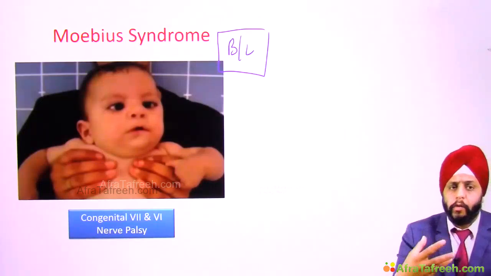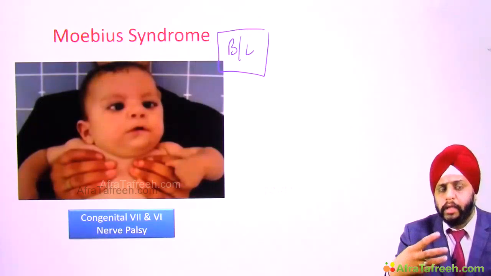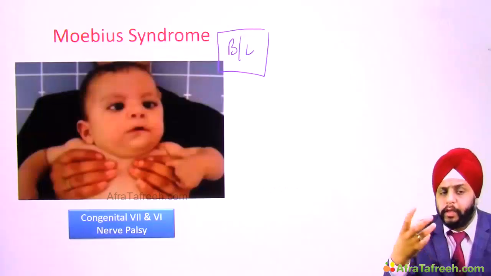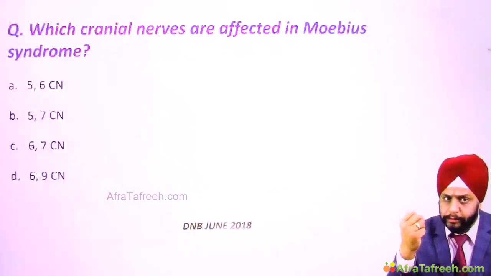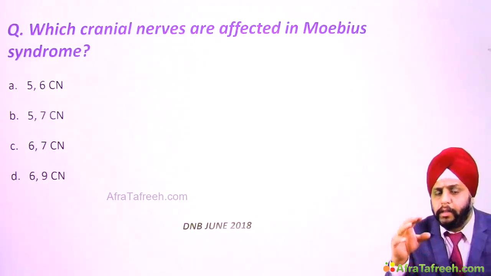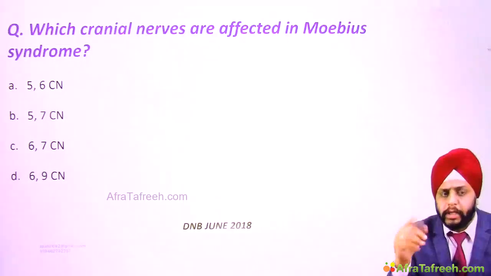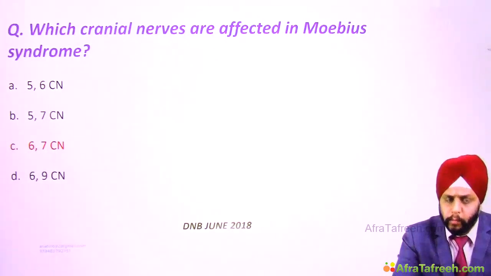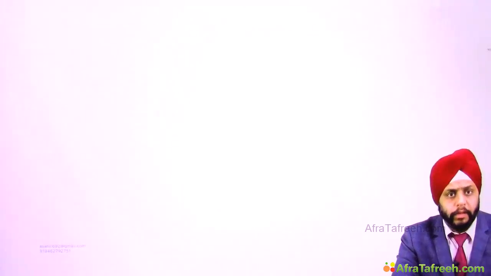Now such a syndrome can also occur when there is a forceps delivery. Because of that the 6th and the 7th nerve may undergo palsy. Alright, so now this question has been asked, which cranial nerves are affected in the Mobius syndrome. So we just said that the 6th and the 7th, the facial nerve and the 6th abducent nerve, both are affected in the Mobius syndrome.